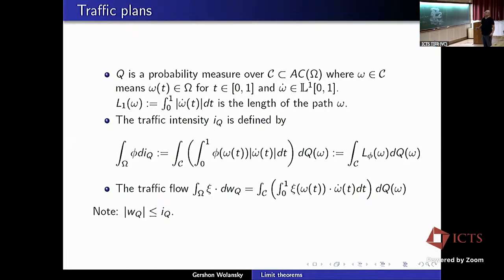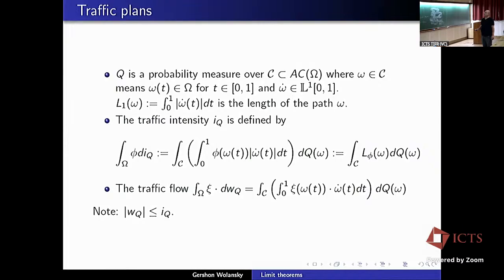So we think about them as paths and as orbits, and we look for all those which are absolutely continuous. So the derivative is in L1, which actually means that they have a finite length. And given a probability measure Q on the space of paths, it induces two measures.